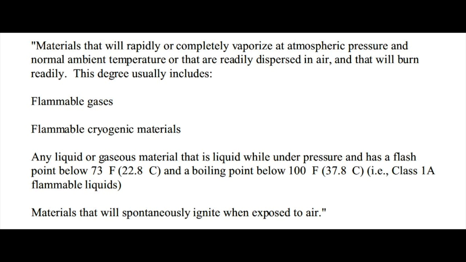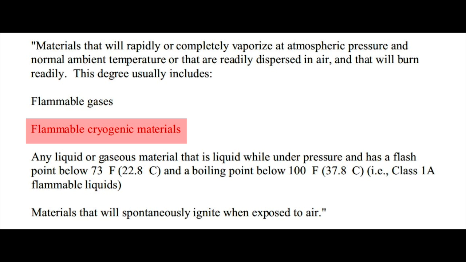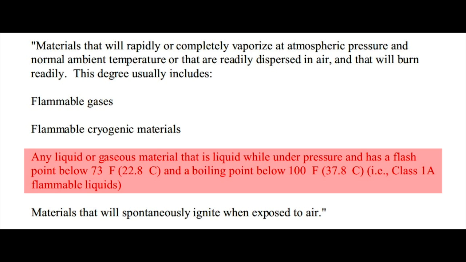Also, a lot of times the secondary listing is materials that will rapidly or completely vaporize at atmospheric pressure and normal ambient temperature that are readily dispersed in air that will burn readily. That's the definition of flammable. This usually includes flammable gases, flammable cryogenic materials, and then there's 2 points you want to look at on those flammable liquids. You want to say, does it have a flash point below 73 degrees F or a boiling point below 100 degrees F. Okay, and then that's a class 1A flammable liquid would be a good example of that.